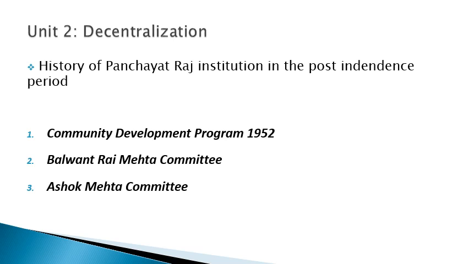Means in the first committee, the Balwant Rai Mehta committee, the three-tier system was there, and now in the Ashok Mehta committee, they recommended that the two-tier system should be there. That was Zilla Parishad at the district level, and below it the Mandal Panchayat consisting of a group of villages with a total population of 15,000 to 20,000. It was recommended in the Ashok Mehta committee.